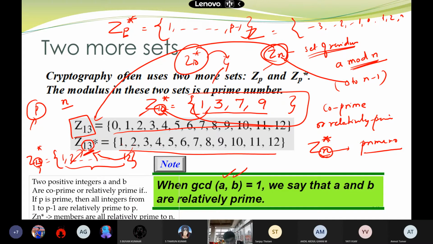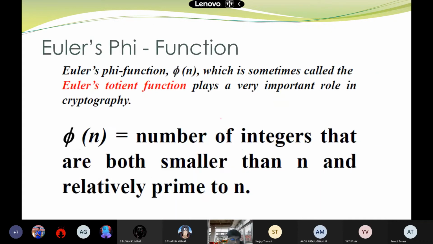And relatively prime to that. But if I give you a very large value and I want to find the number of elements in the set, then it becomes slightly difficult. Okay, so this is where we are going to bring in Euler's phi function.